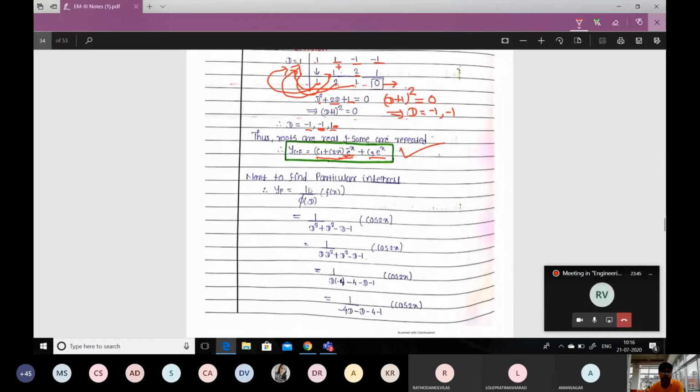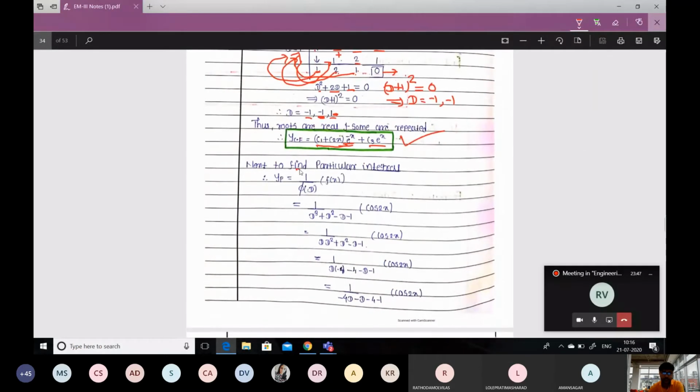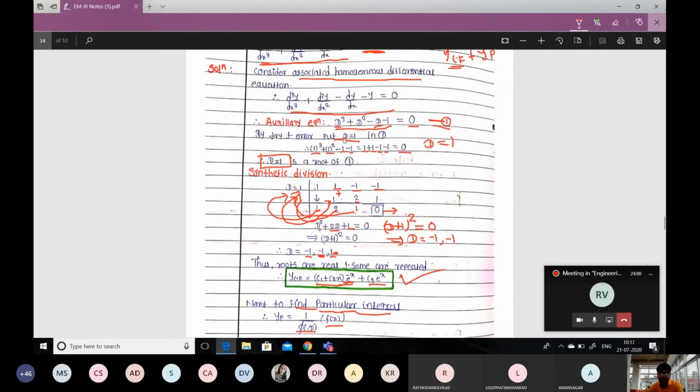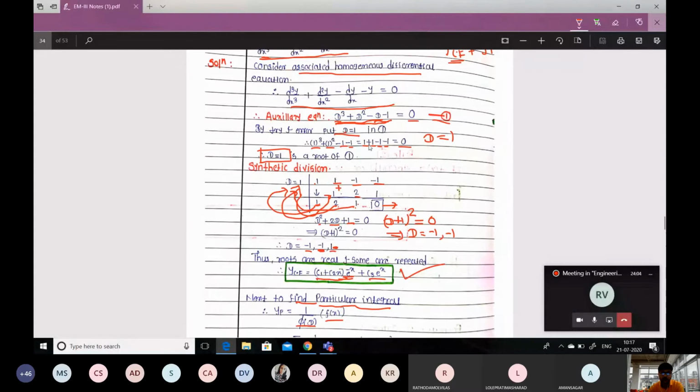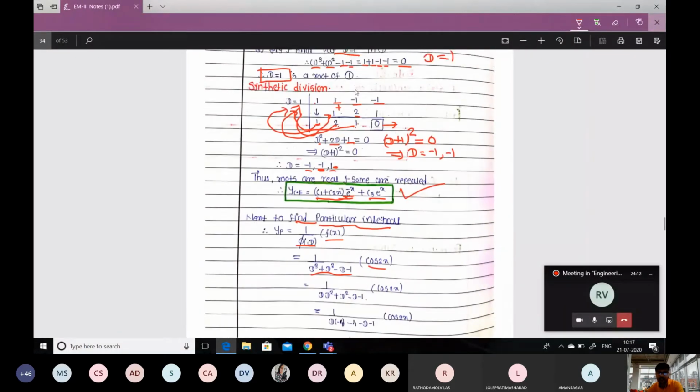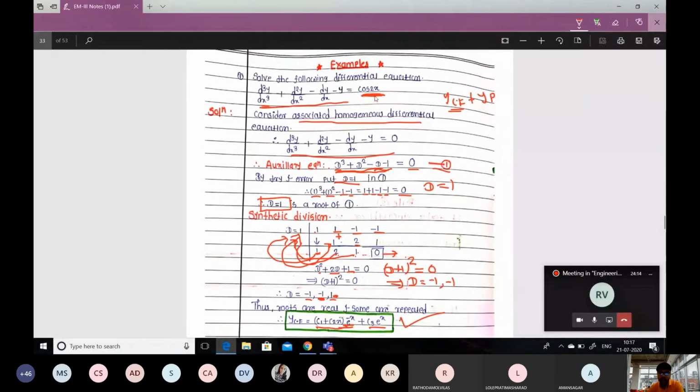Now we want to find the particular integral. That is the main thing that we are learning, how to find the particular integral. So yp is equal to 1 upon phi of D times f of x. Let me remind you of the auxiliary equation, equation number 1: D cube plus D square minus D minus 1. I'm putting this as phi of D, and the right hand side is cos 2x, the right hand side of the given differential equation.